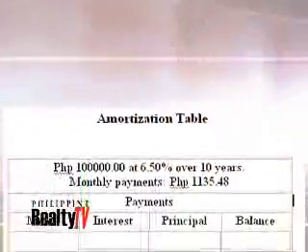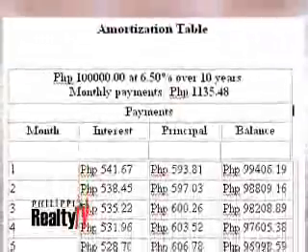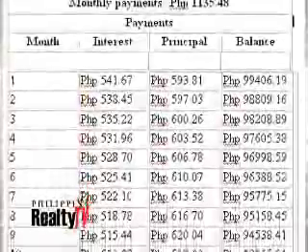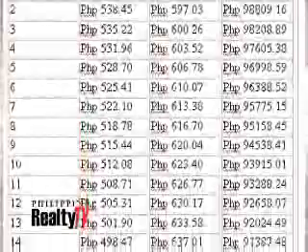Related to this, the amortization schedule is a table which shows the amount that will be dedicated to the principal and consequently to the interest throughout the loan paying period. The amortization schedule usually ends when the loan balance reaches zero.